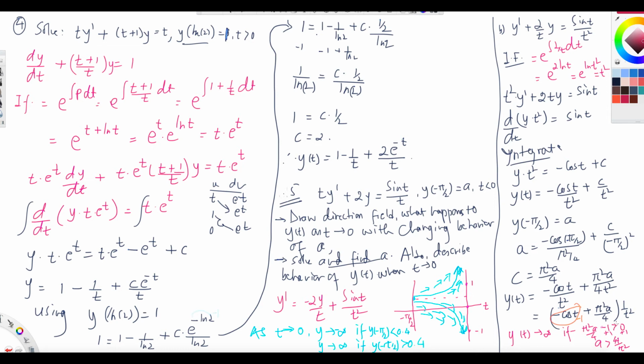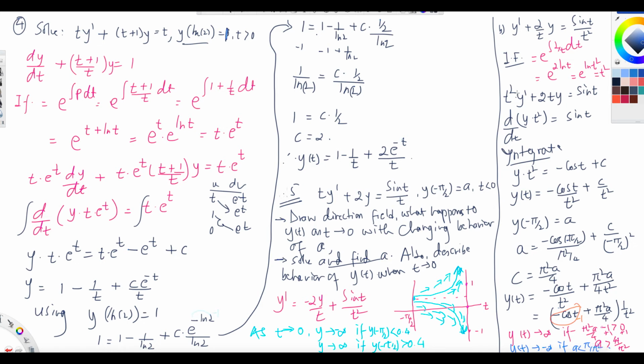Similarly, if this is negative, that is a is less than 4 over pi square, this goes to negative infinity. So you can write that way too. You can write y of t goes to negative infinity if that thing is negative, meaning a is less than 4 over pi square. That is the final answer.